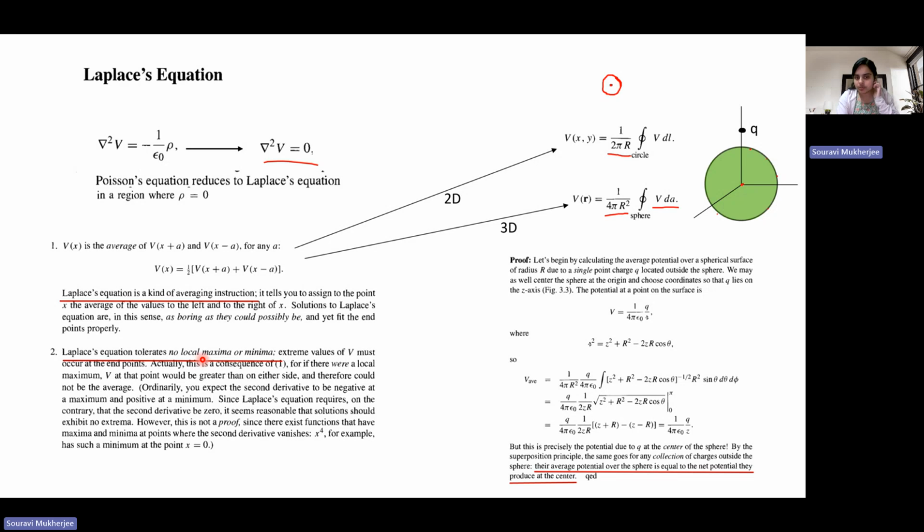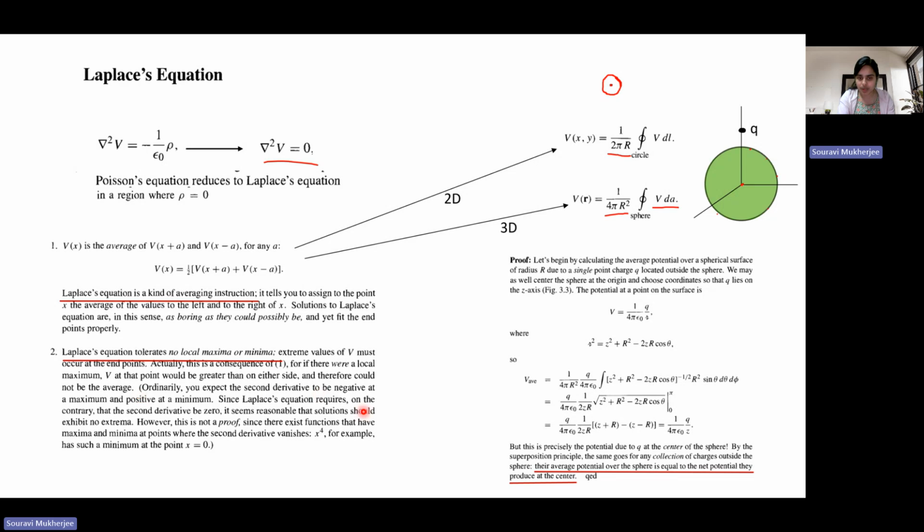Okay. So suppose the potential here is actually an average of all the potential you have around it, so this cannot be a maxima or a minima, right? If it is a maxima or a minima, it is not an average, right? So whatever maxima or minima might be present has to be present on the surface, not inside the volume. Okay. So if there were a local maximum, then V at that point would be greater than on either side, right? And therefore could not be an average. And the same goes for the minimum.